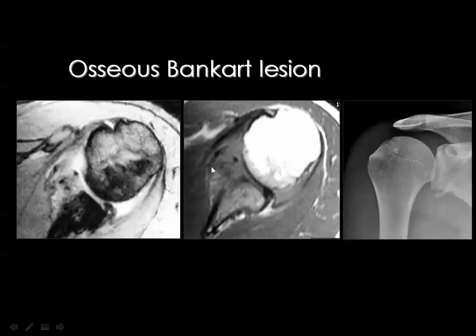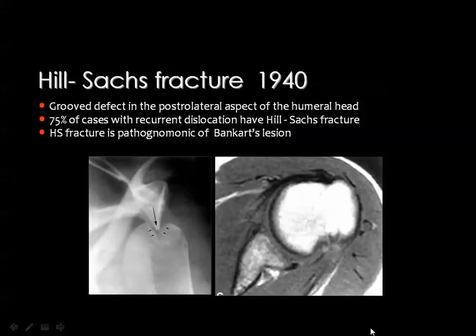The anterior labrum and its side has been replaced by an area of intermediate signal in the T1 and T2 weighted image, denoting granulation tissue. Then this is the Hill-Sachs fracture, which is commonly seen in cases of anterior dislocation associated with Bankart lesion.